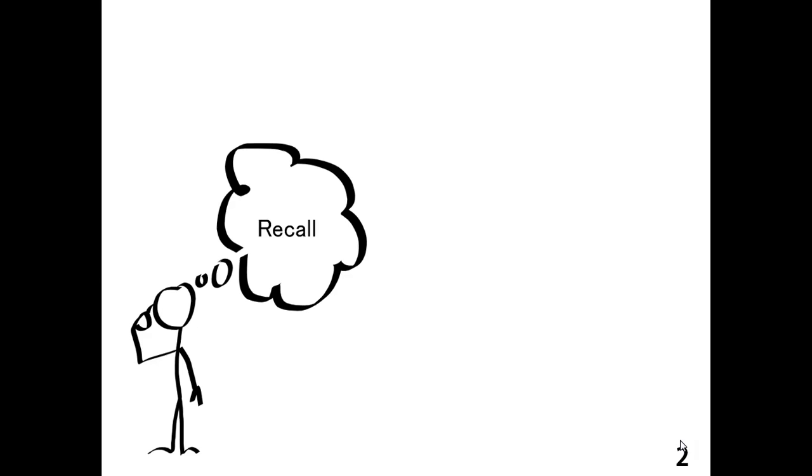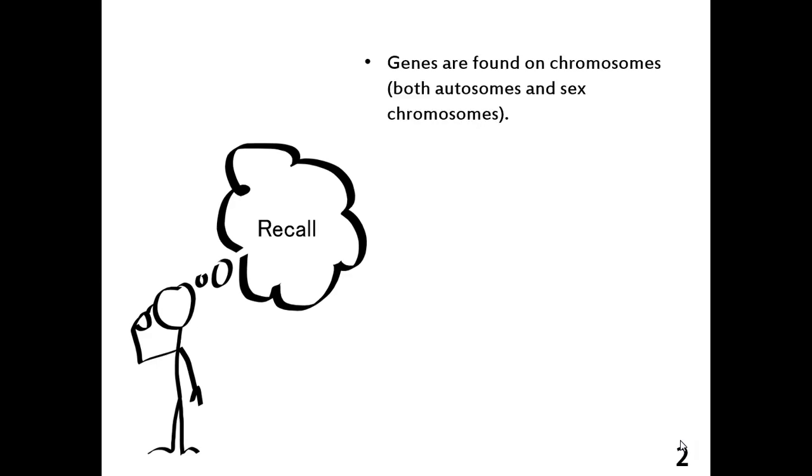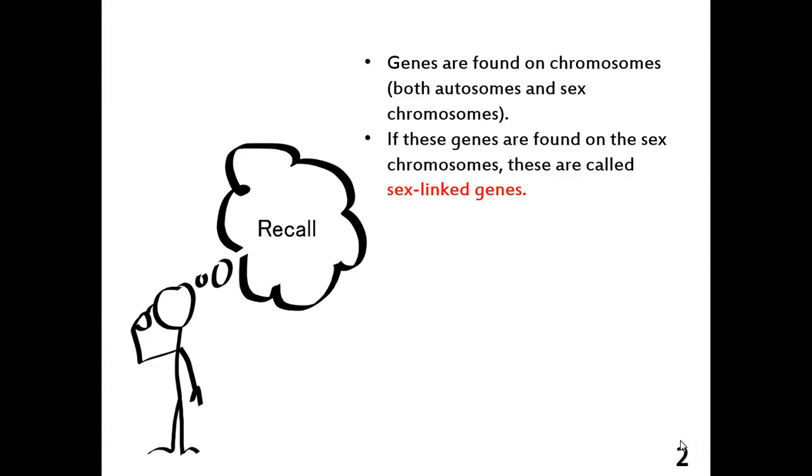Well, some recall of our prior knowledge. You have learned previously that genes are found on chromosomes. Chromosomes, there are 2 types, autosomes and sex chromosomes. If the genes are found on sex chromosomes, we'll refer to them as sex-linked genes.